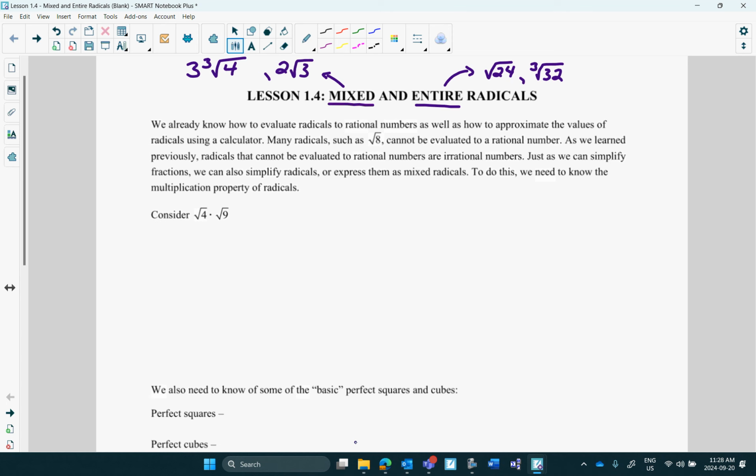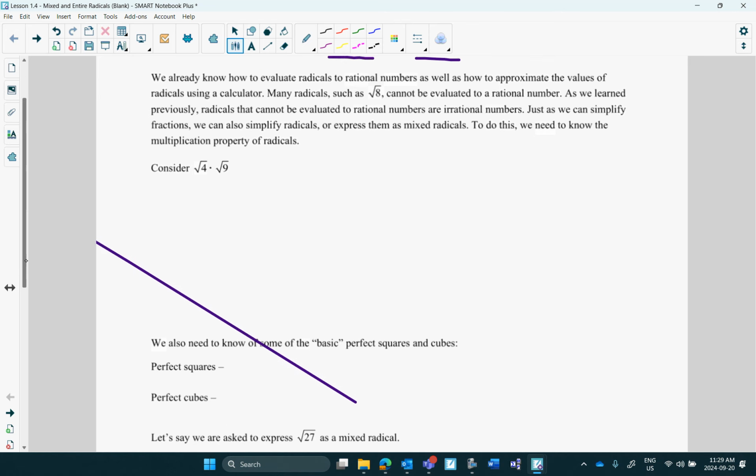So what we're going to do is simplify some of these entire radicals so they look like this. That's the goal. And you have to know 2 things to do that. First of all, you have to know how to multiply radicals.